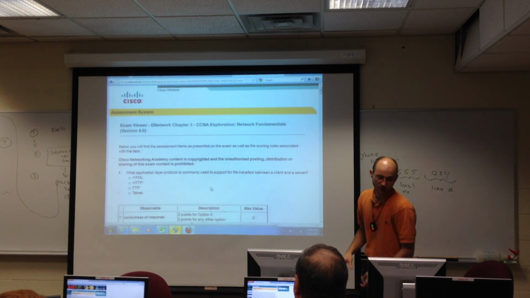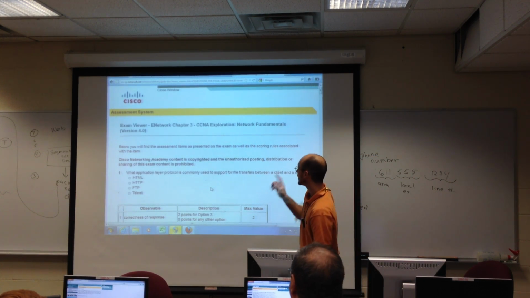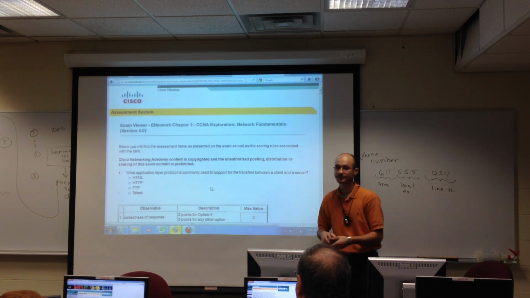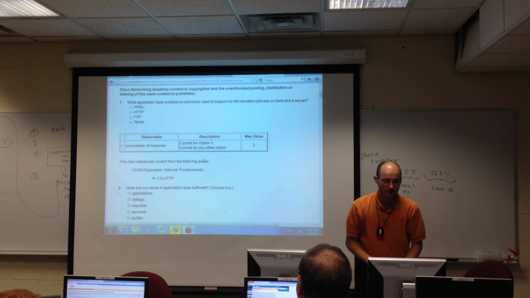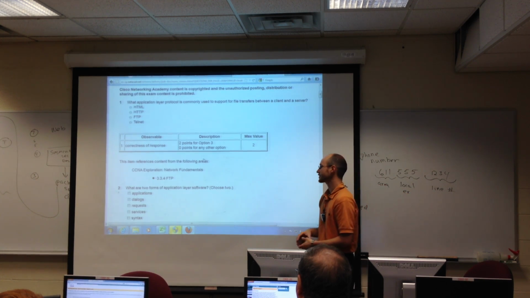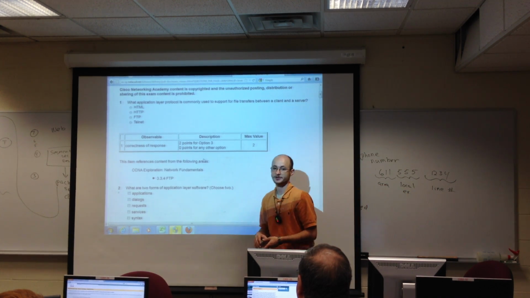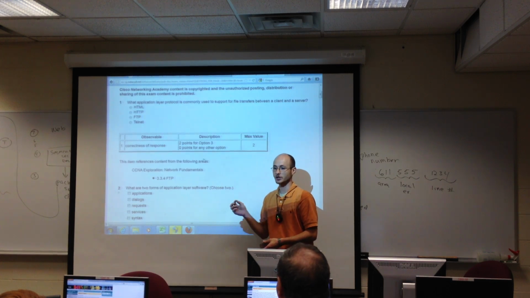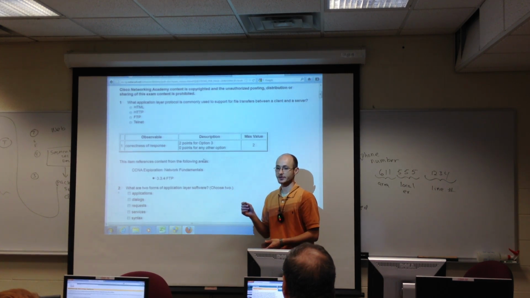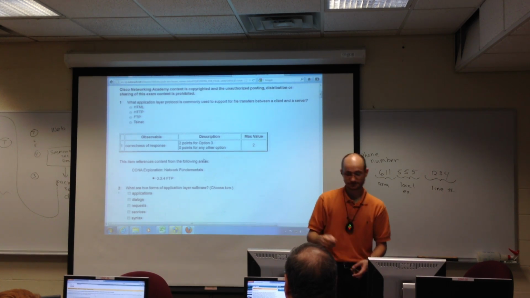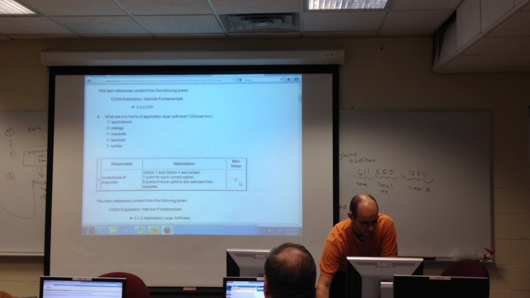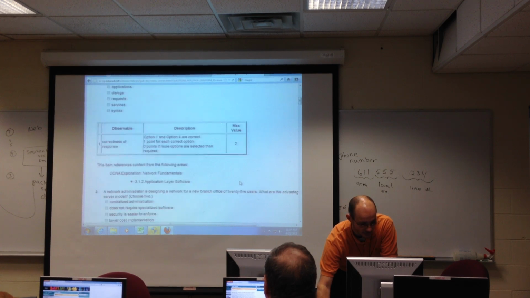What application layer protocol is commonly used for supporting file transfer between clients and servers? FTP. What two forms of application layer service exist? Software exists. We called it application and what else? Services or daemons or processes, right? One runs on the client, one runs on the server.